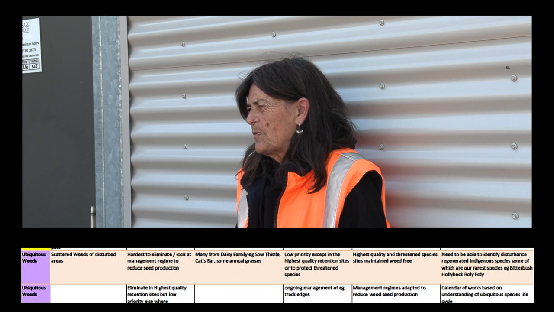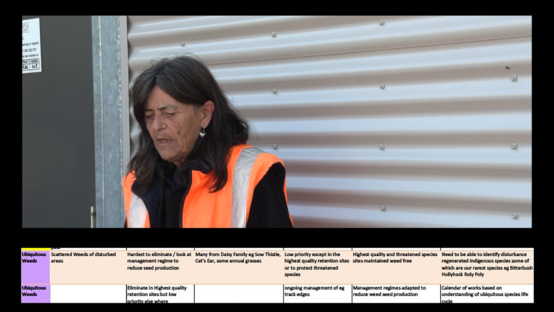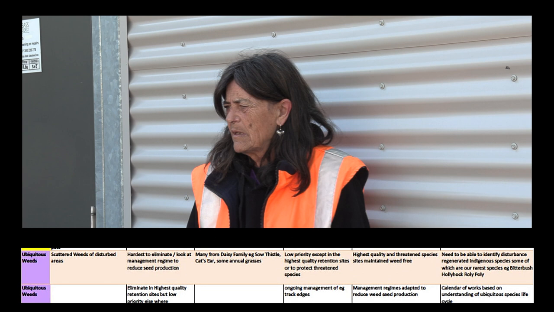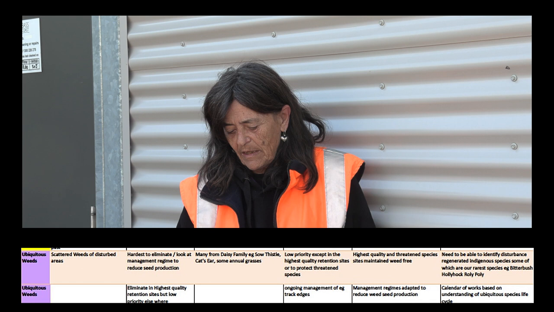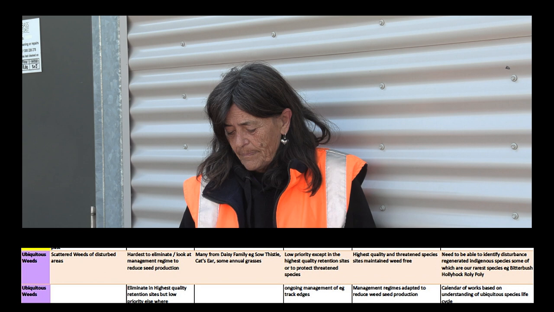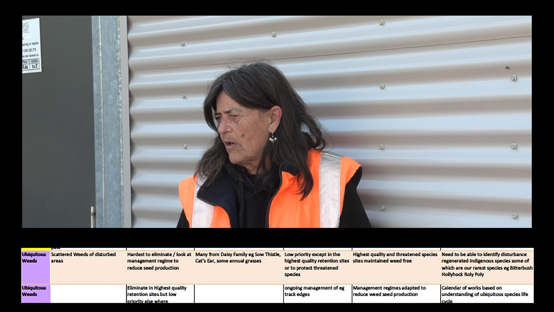I'll have all my weeds on a weed list, then I'll go through and prioritise them. So anything that's like, not so much Vulpia, which is a little grass, because it can be a bit allelopathic, but all the other ones are basically some of the annuals, some of the things that are just blowing out, some of the thistles. They're a big agricultural problem, but they're not actually huge in the way of things. They're scattered weeds of disturbed areas, and they're mainly from the daisy family and some of the annual grasses. They're a low priority, except in high quality retention areas.